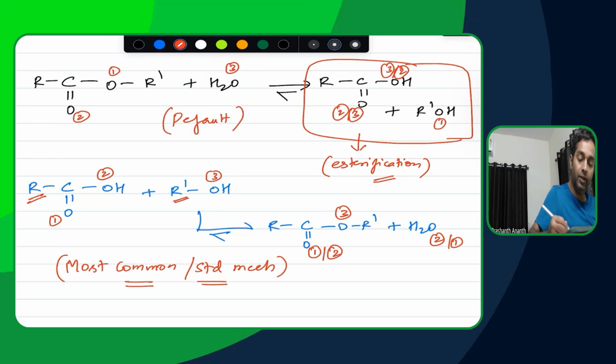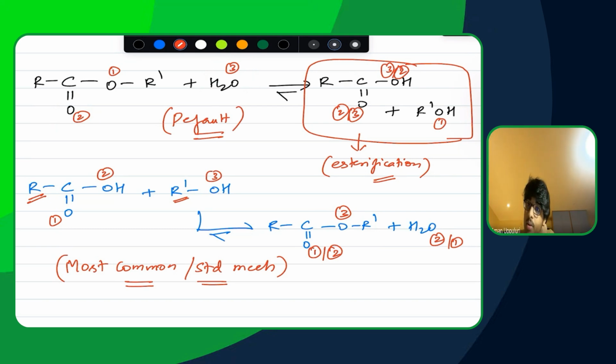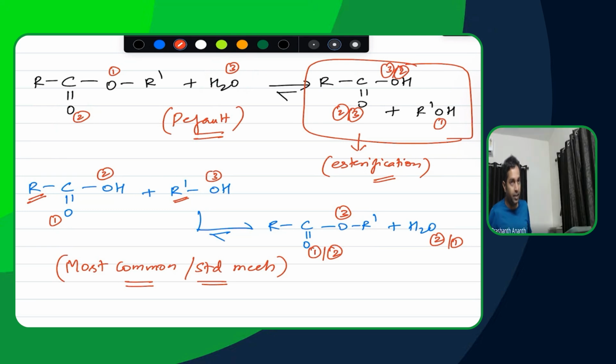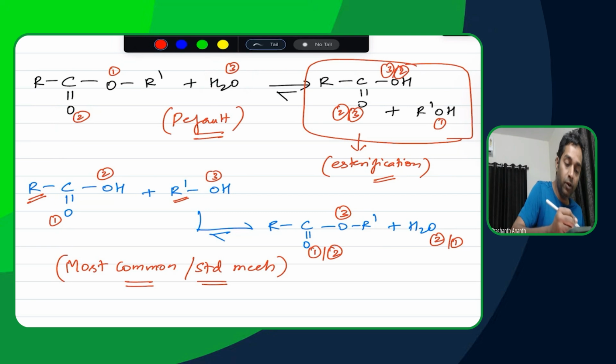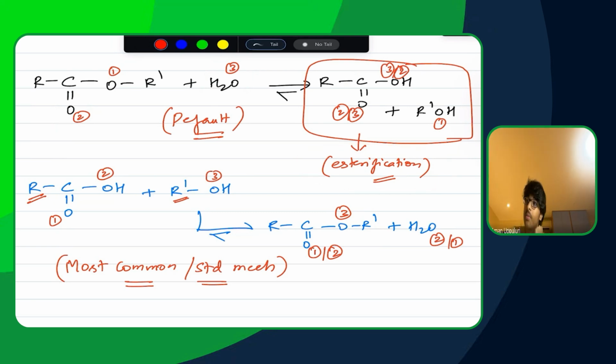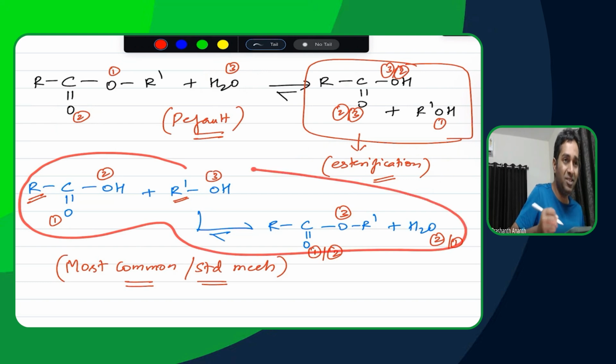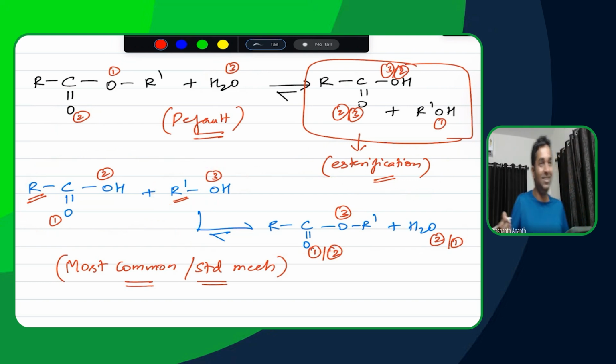If the R and R dash are exceptional, the default will not be followed, and something special will happen. You understand the idea here? Yes, sir. You'll be learning more about this when you deal with the esterification mechanism. That will come in this chapter only, the reactions of alcohols. Okay, fine.